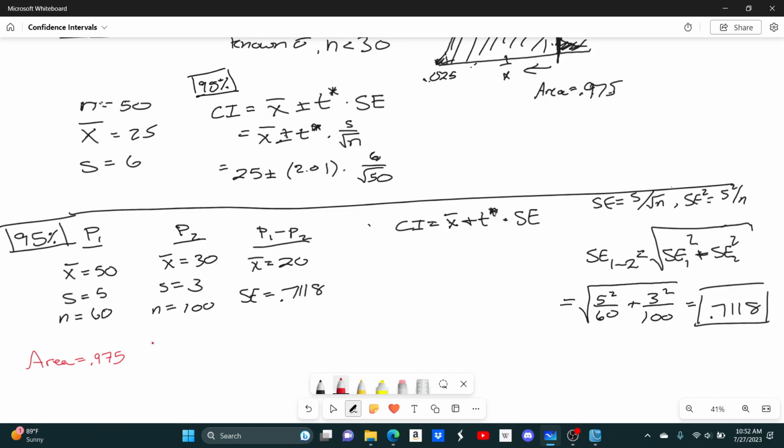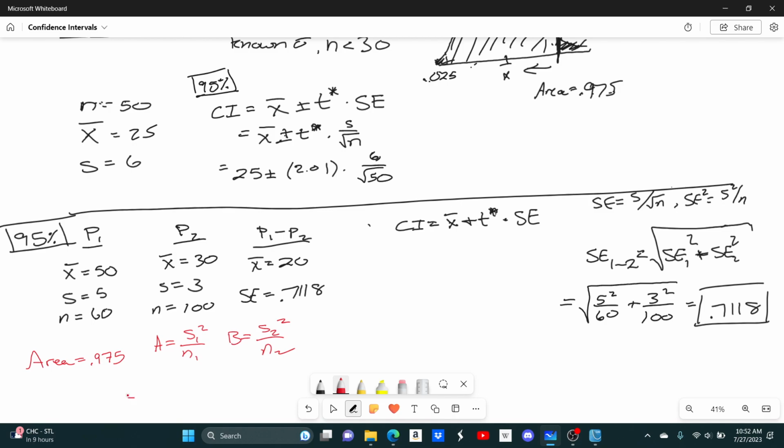So here's the degrees of freedom formula. Let A equal the standard error of 1 squared, so it would be S1 squared over N1. And let B equal S2 squared over N2. So basically, A is the standard error squared of population 1, and B is the square of the standard error of population 2. You can think of it that way.